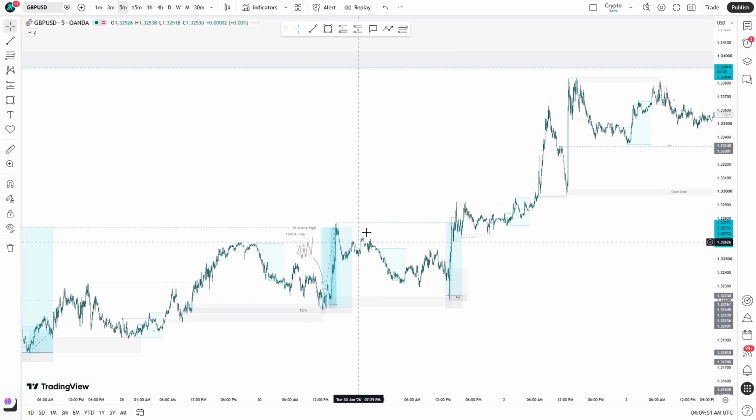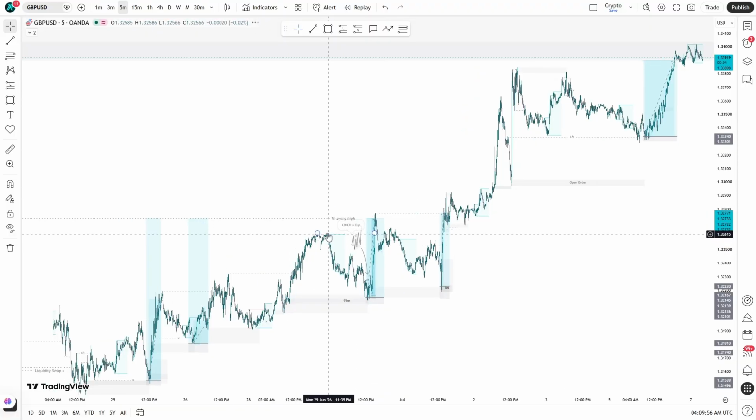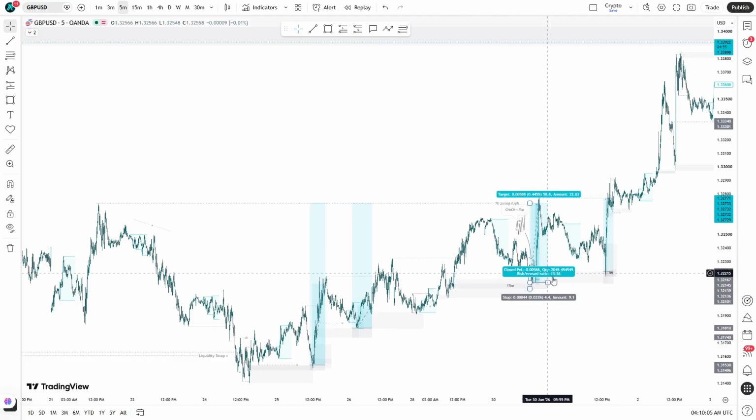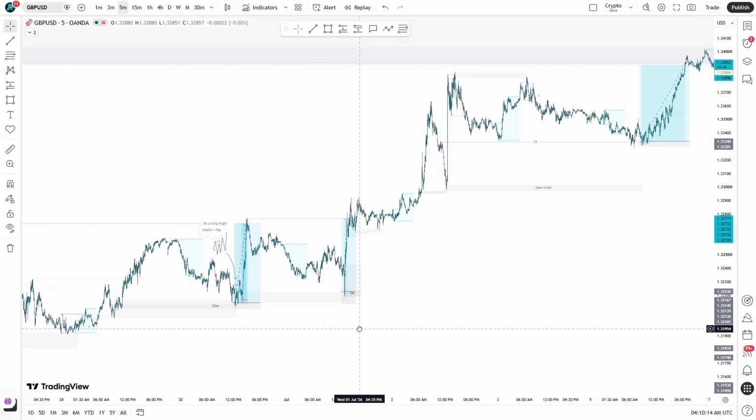So now this is after we had this break, and the market took out this trend swing high here. So the market came down to this and left the demand here. I'll talk more about that demand.